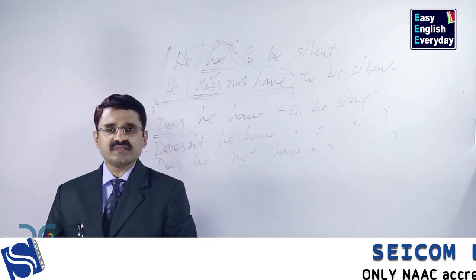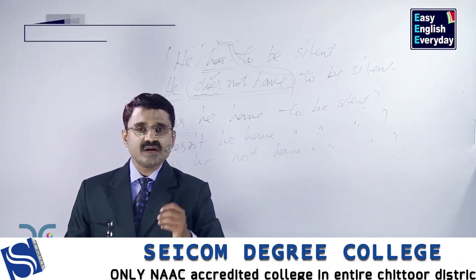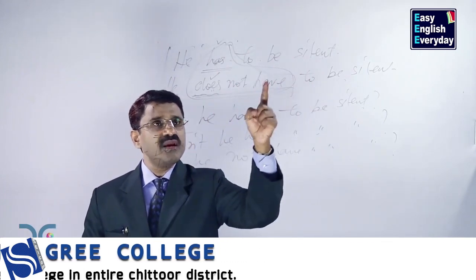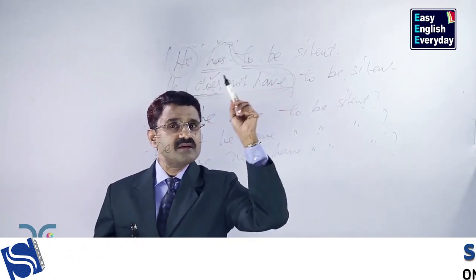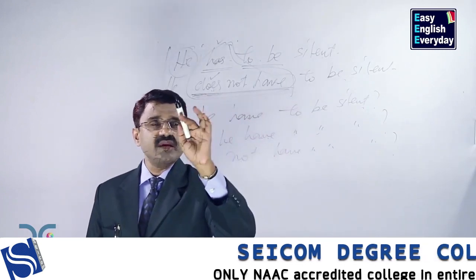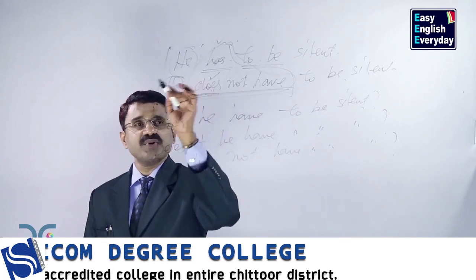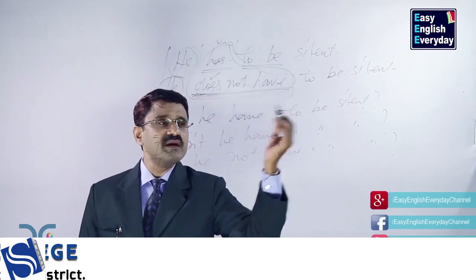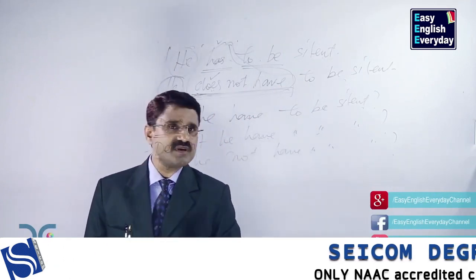Now I should use these sentences when I am talking about obligations, things that are compulsory. For example, "he has to be silent" means it is compulsory for this person to be silent. When should I use this one? "He does not have to be silent" means it is not compulsory, it is not necessary for this person to be silent.